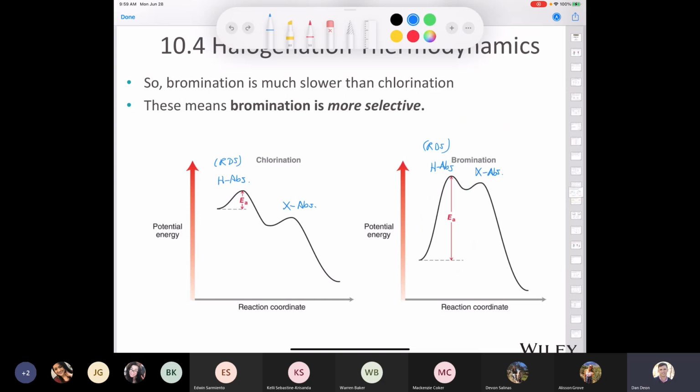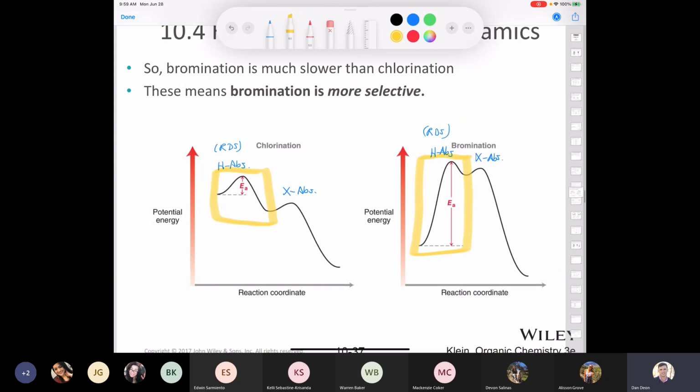However, the conclusion that we can draw is that bromination is going to be more selective. And that's based off of the Hammond postulate. In order for us to understand this completely, we have to look at the transition state. So we have to examine the first step even closer. We're going to do that in a couple of seconds, but I want to show you something interesting.